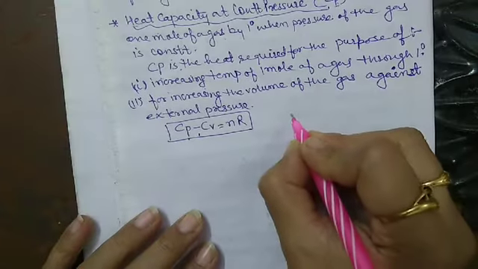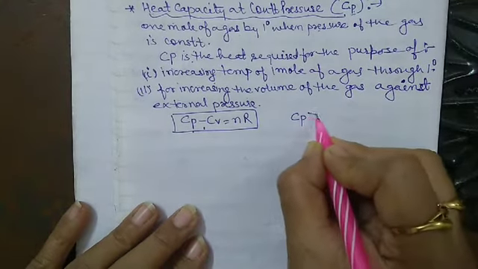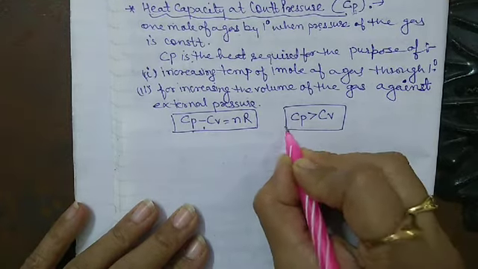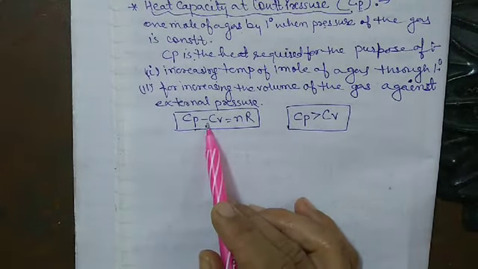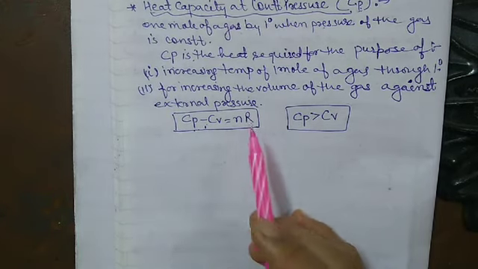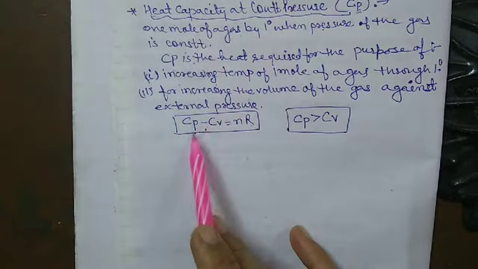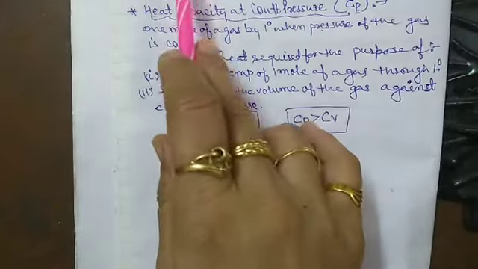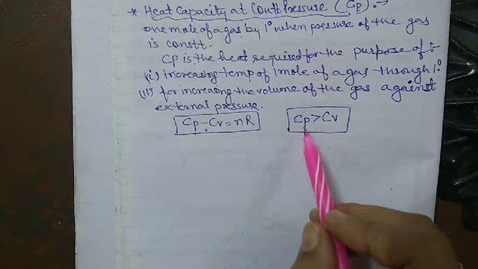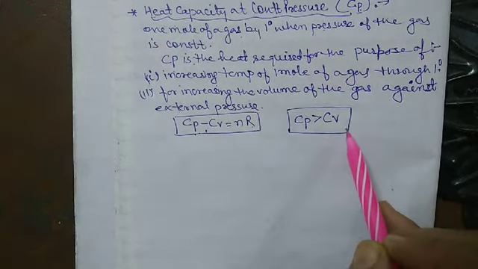So we can also write that the value of Cp is always greater than the value of Cv. So now we have two statements. The first one is Cp minus Cv is equal to nR. R is the universal gas constant, n is the number of moles, Cp is the heat capacity at constant pressure, and Cv is the heat capacity at constant volume. The other statement is the verified statement that Cp should always be greater than Cv.